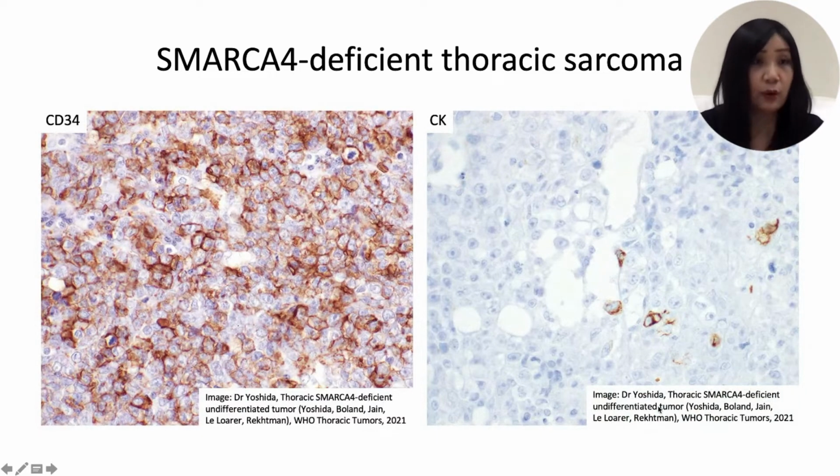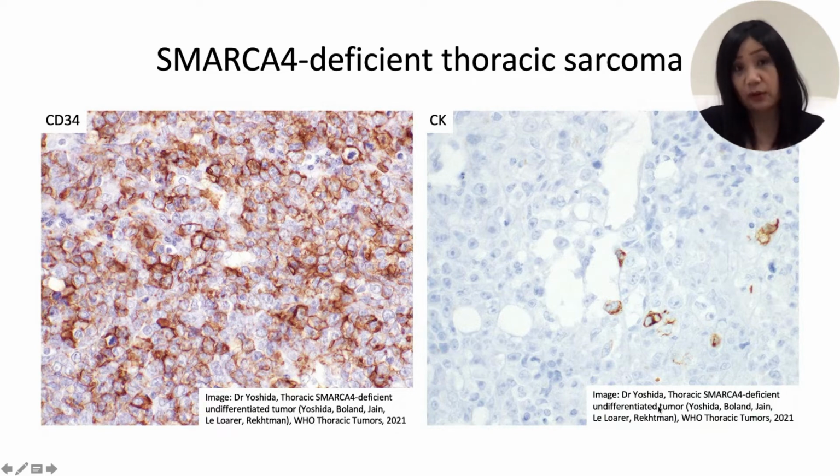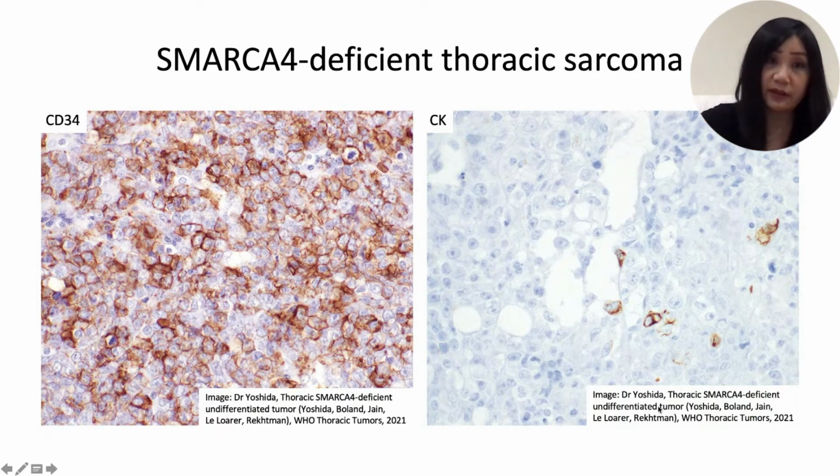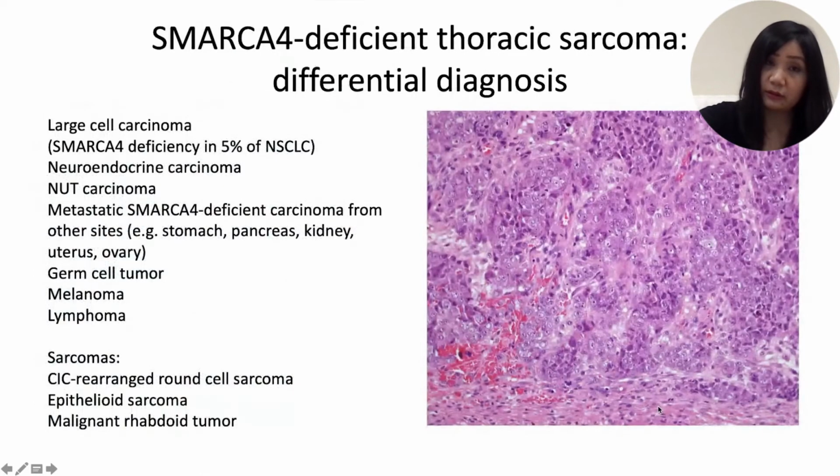We can see CD34 expression on the left, quite strong and multifocal, which is unusual because most carcinomas do not express this marker. And we can see on the right the typical, if keratin is expressed at all, the very typical focal expression, so scanty focal expression, never diffuse or multifocal. Very diffuse loss of SMARCA4.